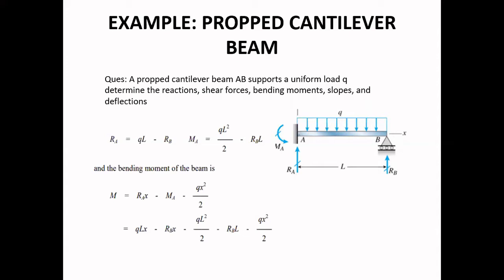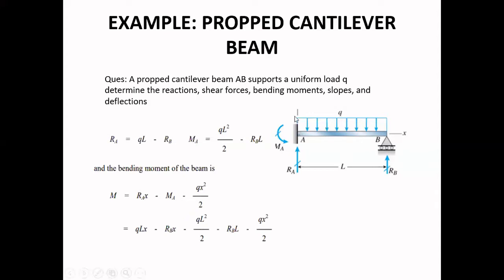The reactions that will act in this case are MA, a moment due to the fixed support, the vertical reaction RA due to the support condition at A, as well as the vertical reaction RB due to the support condition at B. So let us start. We'll start analyzing this beam by using the equilibrium conditions.